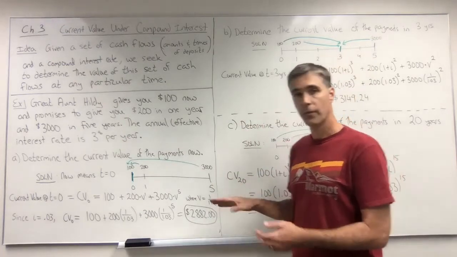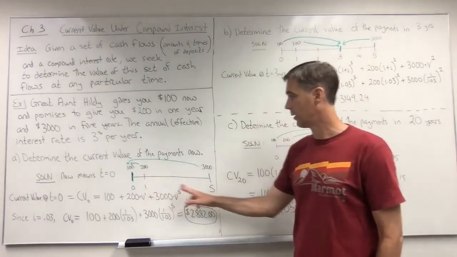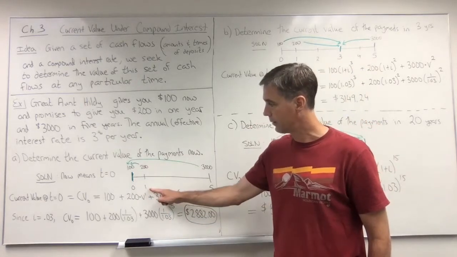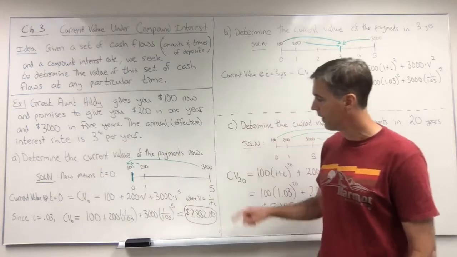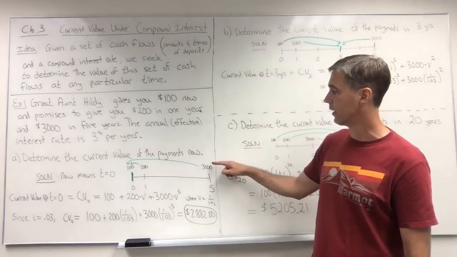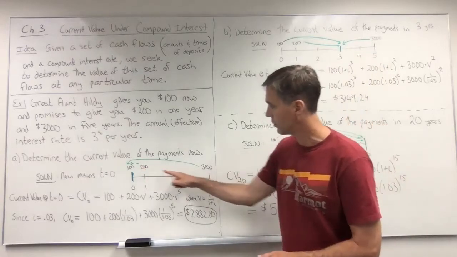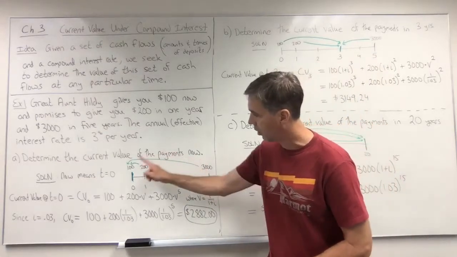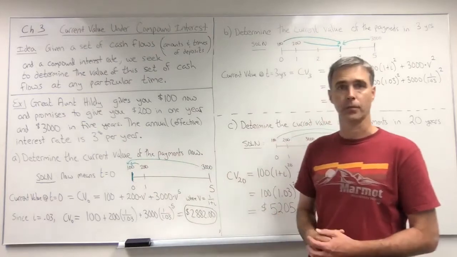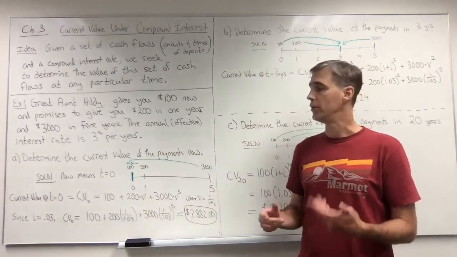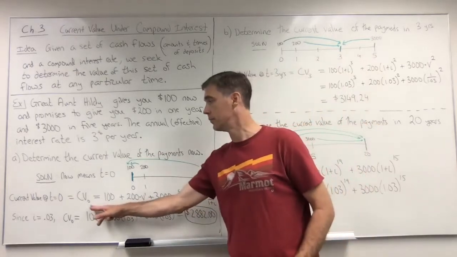So I set up a time value diagram of money. At time 0, you get $100. At time 1, you'll get $200. And at time 5 years, you'll get $3,000. And we would like to know the values of all these piles of money if they're all dragged to time 0. We call that the current value at time 0, denoted CV sub 0.